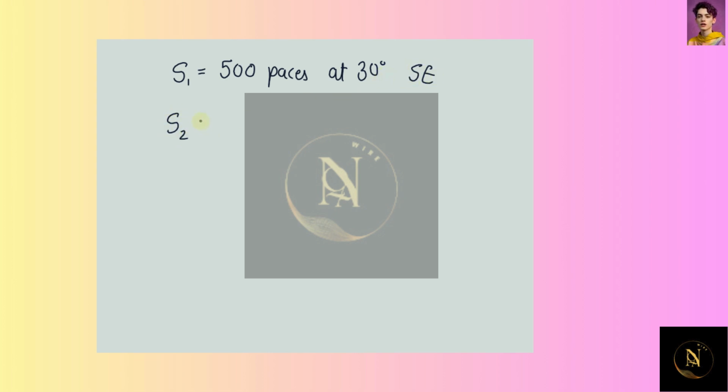Further, followed by it, 750 paces. So S2 is 750 paces at an angle of 70 degrees north of west, and S3 is 600 paces at 15 degrees south of west.